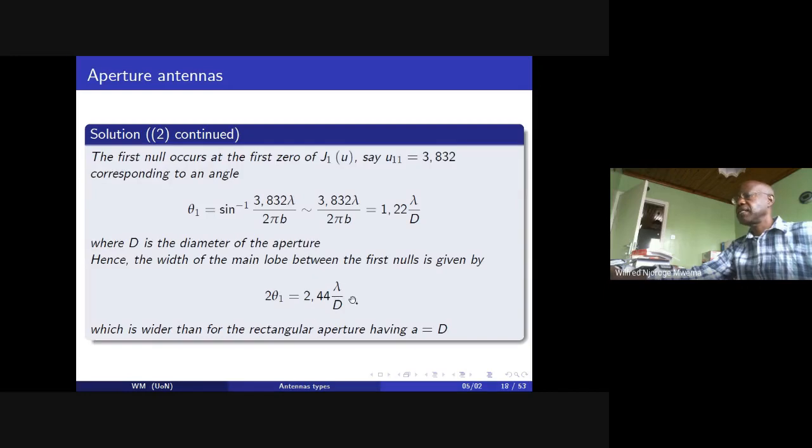And we see that the beam will be wider for a circular aperture antenna than a rectangular one. And remember, if you recall, the beam width was proportional to the largest dimension of the aperture. Here for the circular, of course, it is the diameter, and for the rectangular aperture it was the width a, which was greater than the height b.